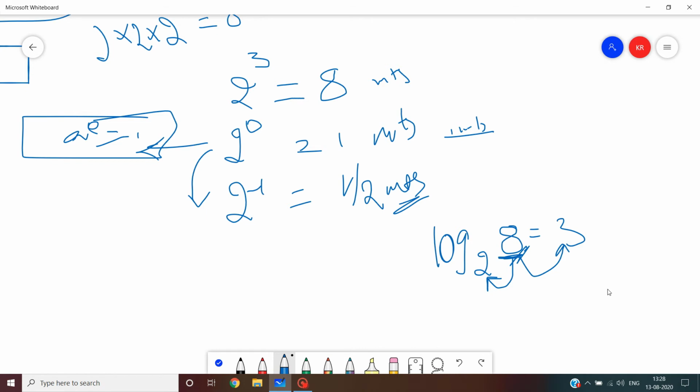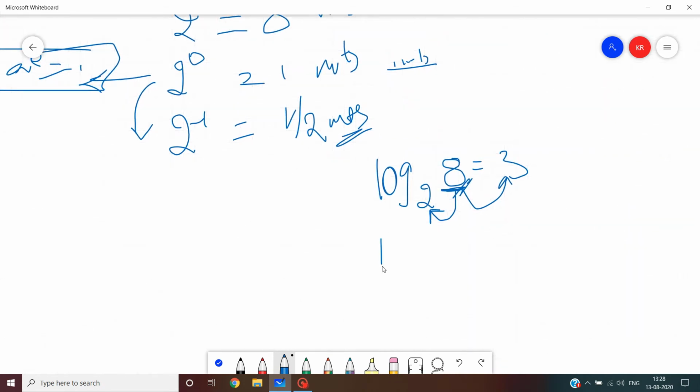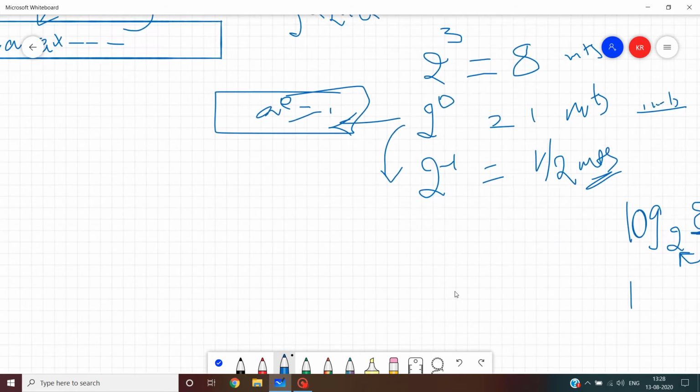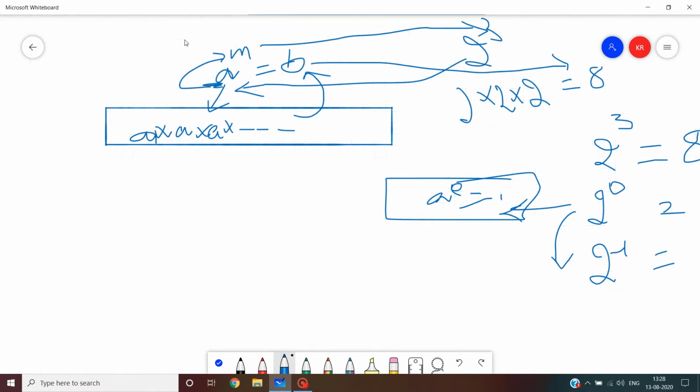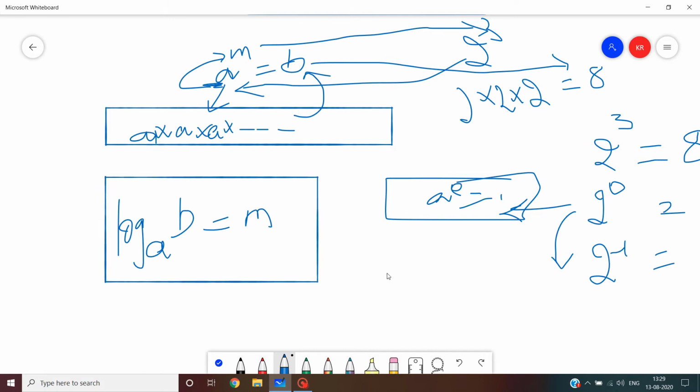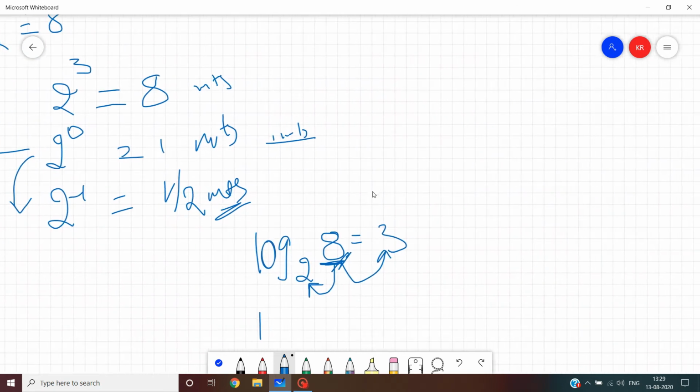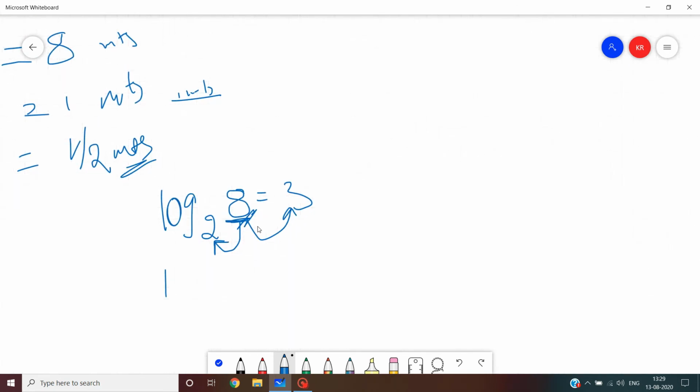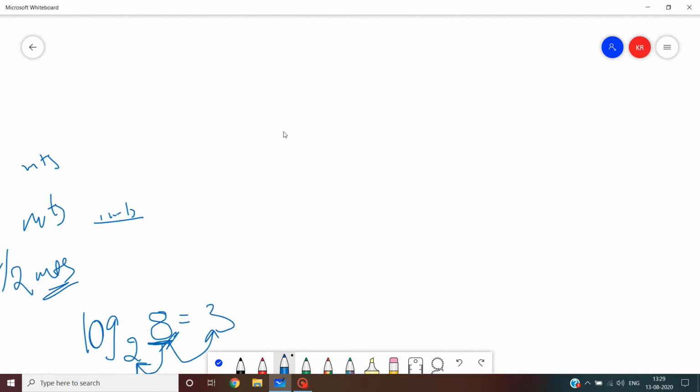So this is what logarithms say. In general algebraic equations, if a power m equals b, then log to the base a of my final result b equals m. This is the general notation of logarithms. If you have got the idea, okay. If not, I'll give one more example.